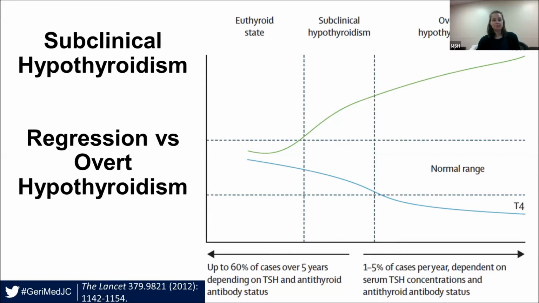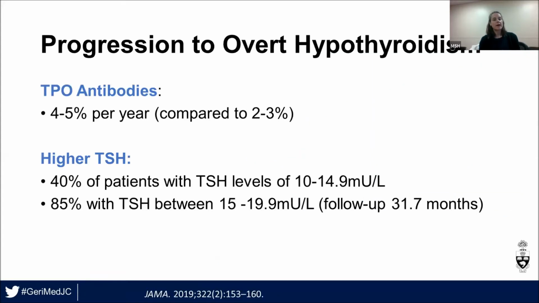When thinking about what causes progression to overt hypothyroidism, the presence of TPO antibodies increases the probability of progressing. That happens in 4 to 5% of people per year if they're positive for these antibodies. And the higher the TSH, the greater the probability of transitioning to overt hypothyroidism. So 85% of people with TSH between 15 and 20 will progress to overt hypothyroidism within 32 months.